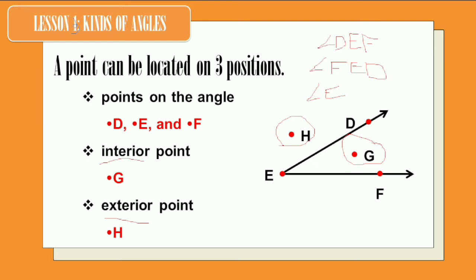So, again, yung location ng points natin, pag meron tayong given angle ay 3. Points on the angle, interior points, and exterior points. Points on the angle, yun yung points na nasa mismong angle. Interior points, ayun yung points na nasa loob ng angle. Exterior points, ayun yung points na nasa labas ng angle.